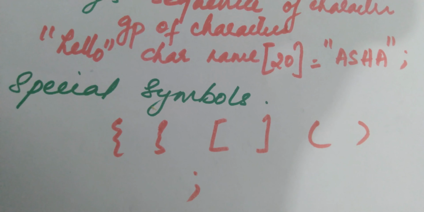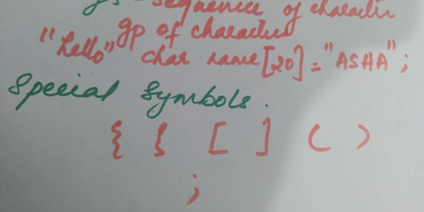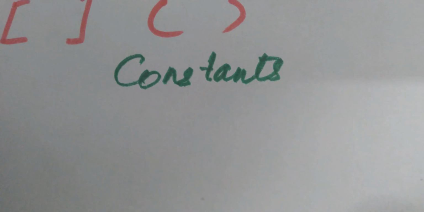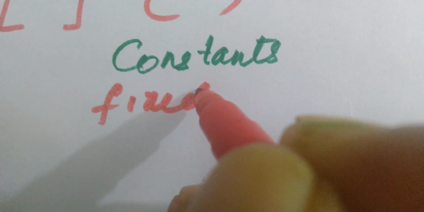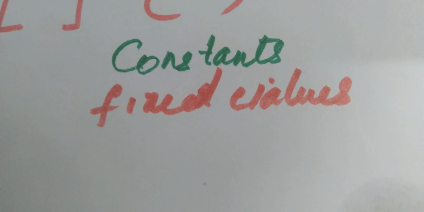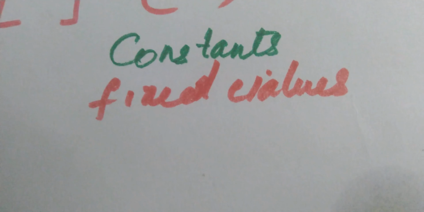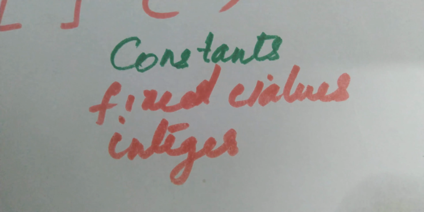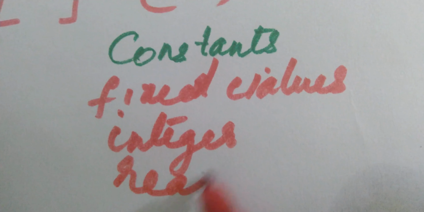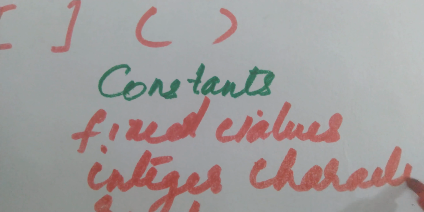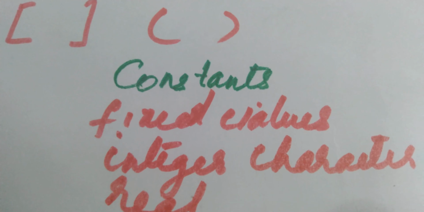The next is constants. The constants in C refer to fixed values which never change during the execution of the program. There are different types of constants: integer constants, real constants, and character constants.